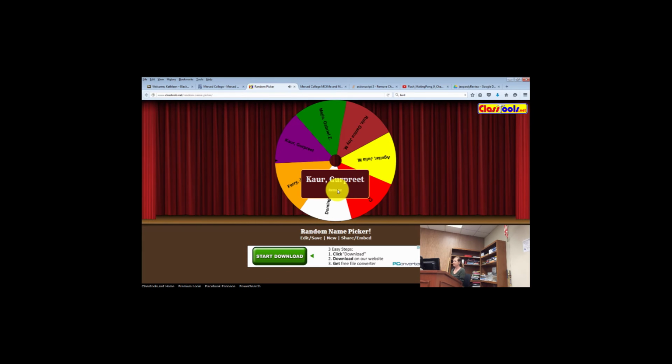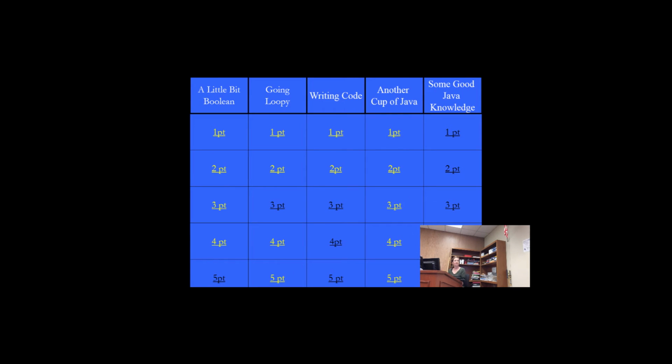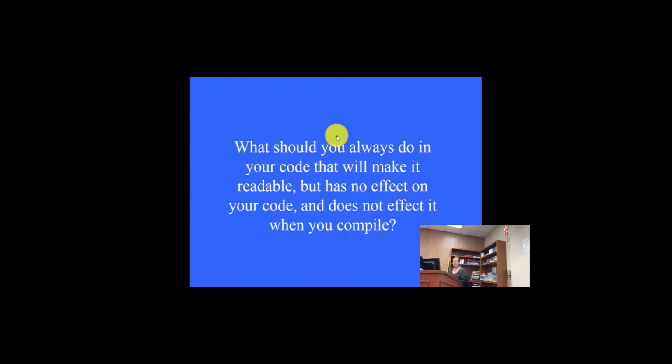Okay, Gurpreet is back here. Which one would you like? I'll take the right code, 1 point. What should you always do in your code that will make it readable but has no effect on your code and does not affect it when you compile it? You put it at the top of your program sometimes. What are those?